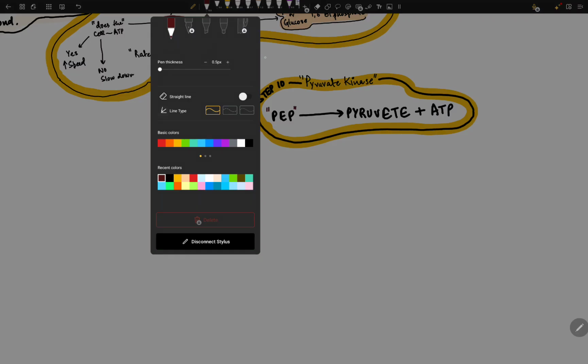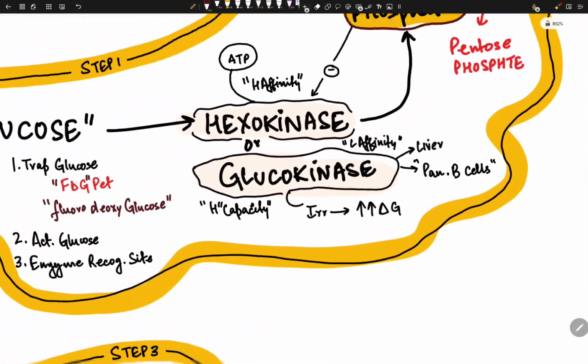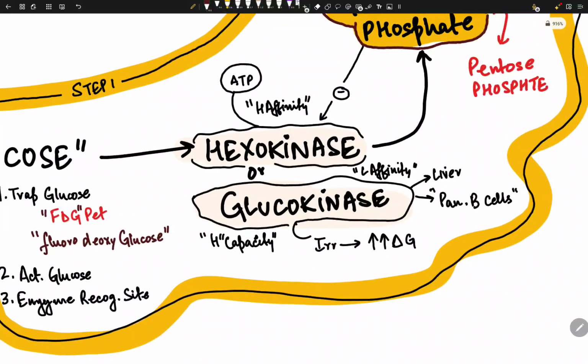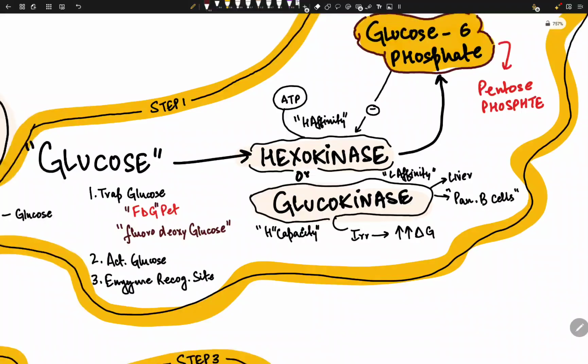So let's go to the hexokinase first. Now, the question here is, why would hexokinase fail? Just imagine why. Because glucose cannot be trapped, right? So glycolysis stops immediately.